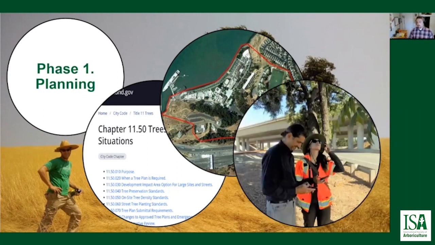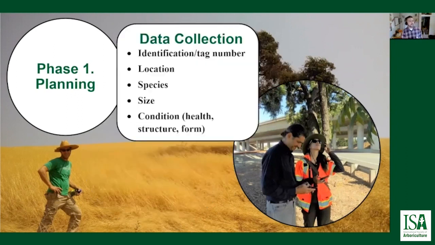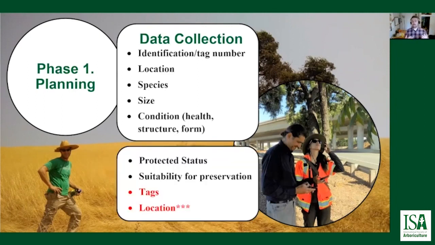Then we move into the tree inventory phase, and I think everyone on this call is probably pretty comfortable with the main components of a tree inventory. There's a full best management practice about that, but we're going to be collecting things like identification numbers, location, species, size, and condition. But there are a couple of factors to really focus on preservation projects, trees and construction.